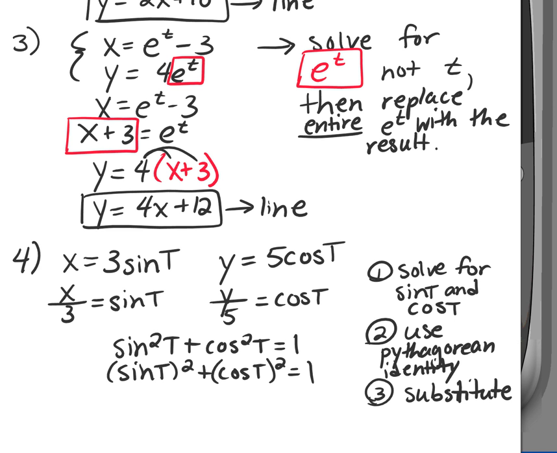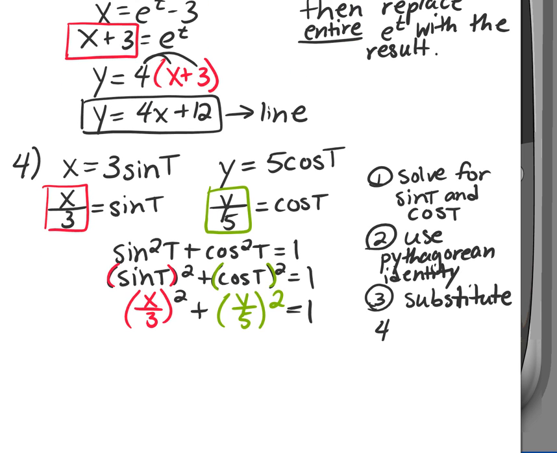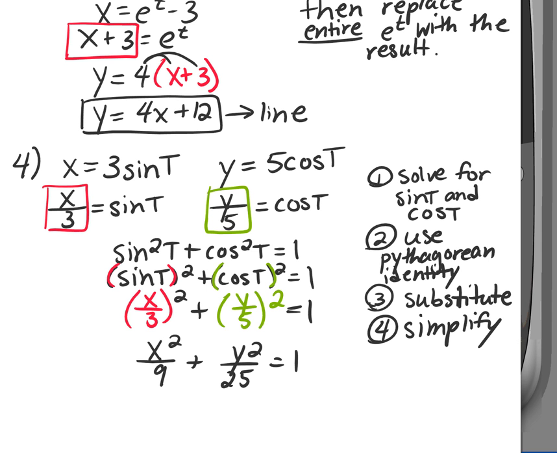So we are going to substitute in the x over 3 for sine t, and then we're going to substitute in the y over 5 for cosine t. I'm going to use parentheses like I do every time I do my substituting. And then we'll simplify, and we get a hopefully very familiar equation, x squared over 9 plus y squared over 25 equals 1. This comes from the unit we were just in.